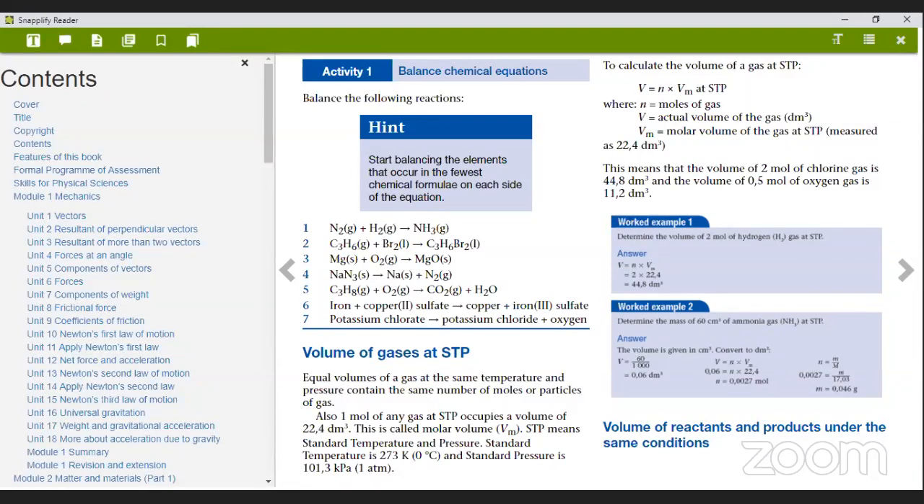Okay, moving on. We're going to volume of reactants and products under the same condition. Volume of reactants and products under the same condition. What does this mean?